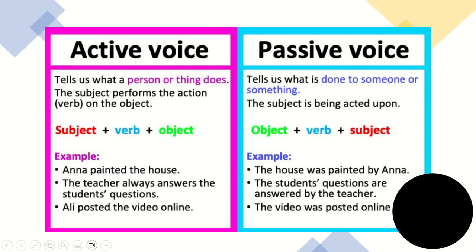So when I say that Anna painted the house, this is active. Anna is the one who did this action. Here the house was painted. The house is not the one who did the action. The house actually received the action. The house received the action of the painting. So the house was painted by Anna.